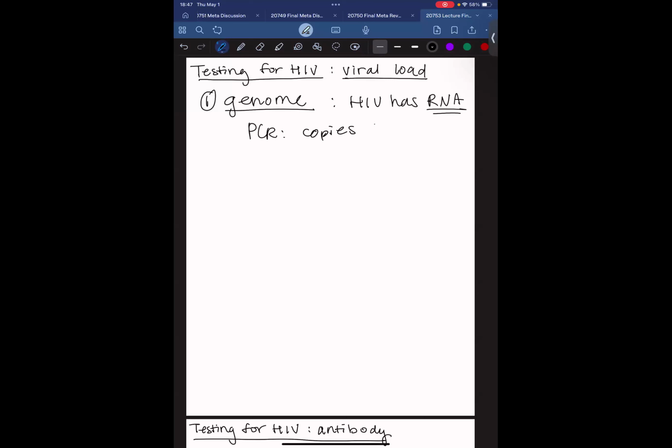PCR is basically making copies of specific DNA sequences. All right, so if we want to check to see if your patient has HIV genome in their system, then we will do something called reverse transcriptase PCR. And what this does is we will take your patient sample, let's say it's the patient's blood, treat it with reverse transcriptase.